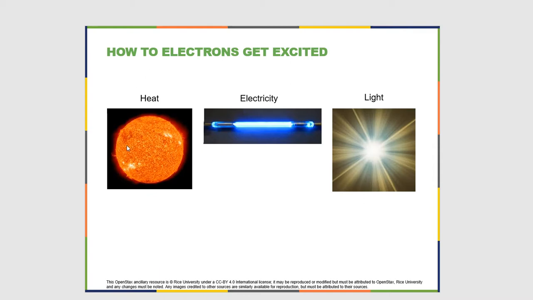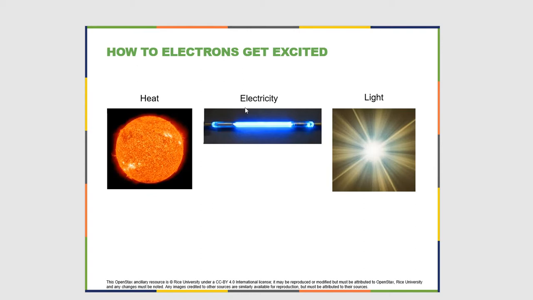The three most common ways that we can add energy are, first, by adding heat. On the sun, there are hydrogen atoms that are very hot. Electrons get excited to higher energy levels, and as they fall back down, light is emitted. And you can actually see that light if you look out the window and it happens to be a sunny day, or even not nighttime.